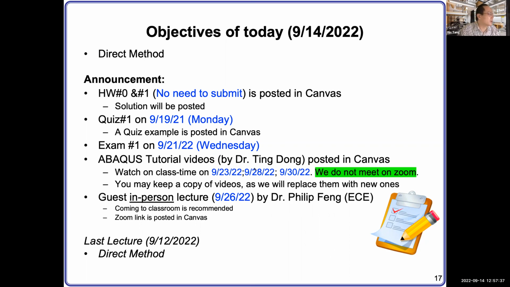So the final two items about the logistics are the EPICS tutorial videos. You will watch those tutorial videos on those 3 days. We will not have class, and we will not meet on Zoom, but you can watch them during the class time. You will watch these 3 videos respectively on these 3 days. I have also uploaded the PowerPoint slides, which you can use to review the material.